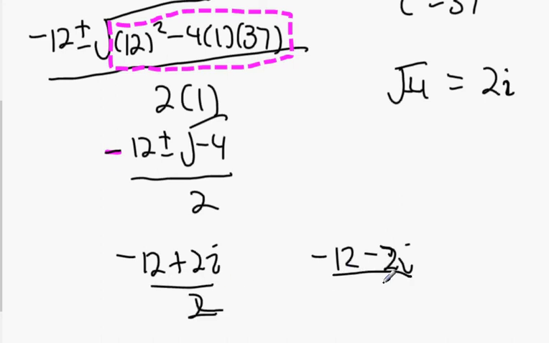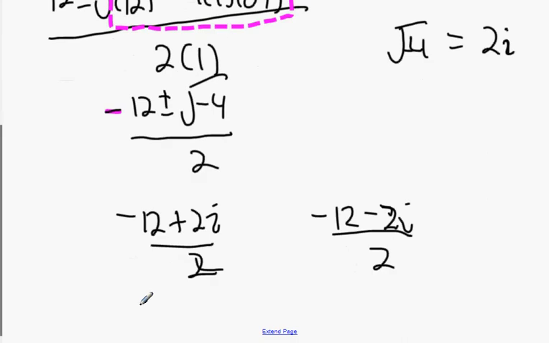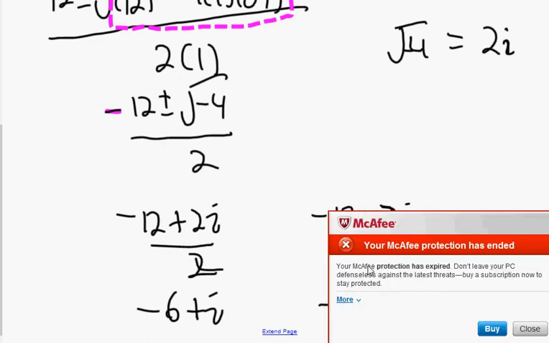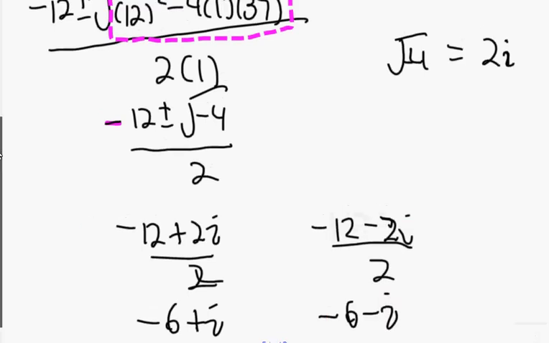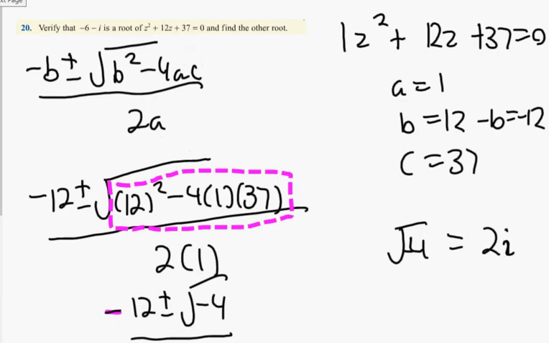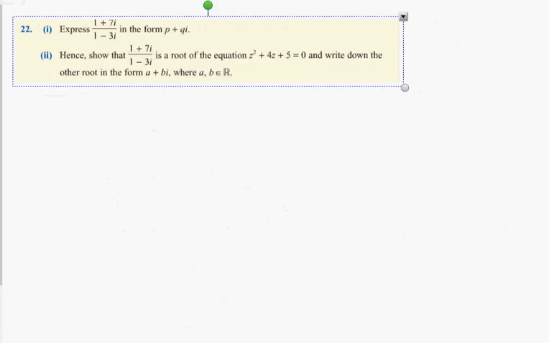And when you divide by 2, you get minus 6 plus i, and then minus 6 minus i. Any questions? Happy enough with that? Okay guys, we're going to do one more, then we'll move on to the next type of question on this exercise.